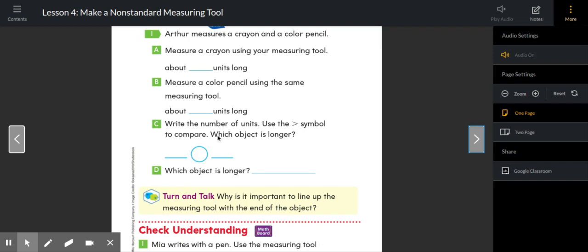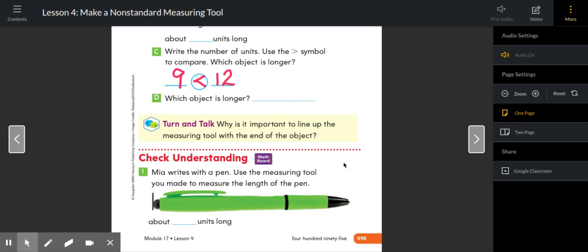So I would write 9 and 12, and then I would choose the symbol. If it's 9 and 12, and again, I'm not measuring mine, so you need to measure yours to make sure using that graph paper. Then I would put the symbol in between here, and it would be 9 is less than 12. So which object is longer? It would be the colored pencil, unless you have a really short colored pencil and a very long crayon.